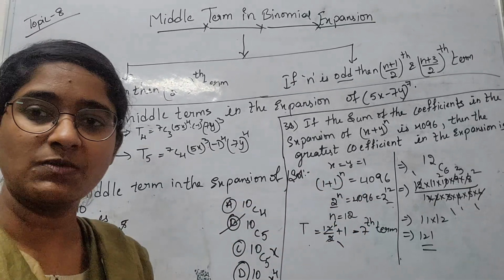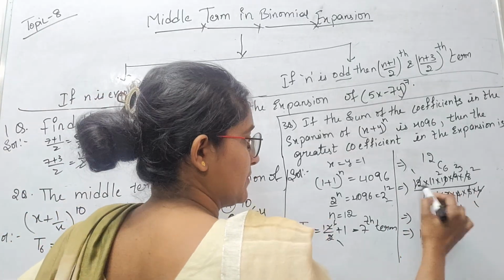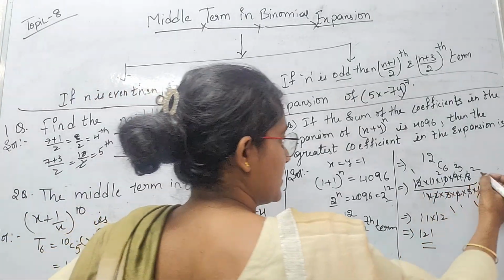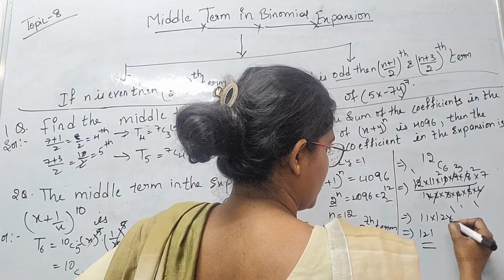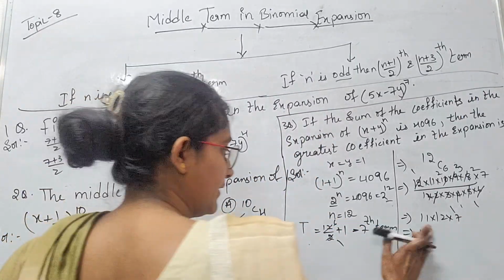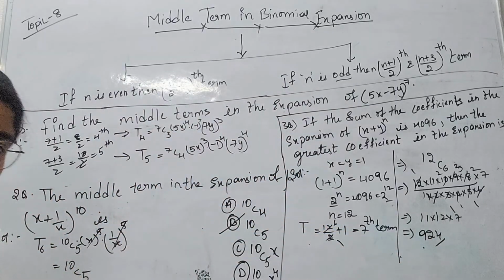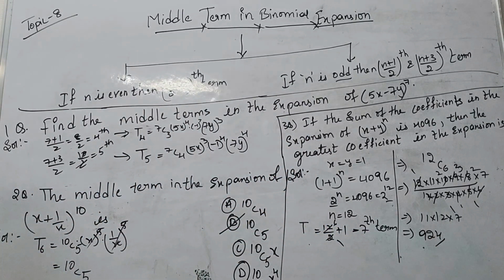Okay, some more problems we'll do. I missed one point here. These are 6 terms, 1 2 3 4 5 6 terms I need to write it. So into 7 also. So when you multiply by 7, the answer will be 924 is your answer. Okay, you can multiply it and check your answer.